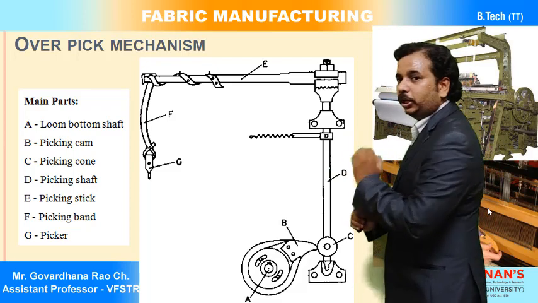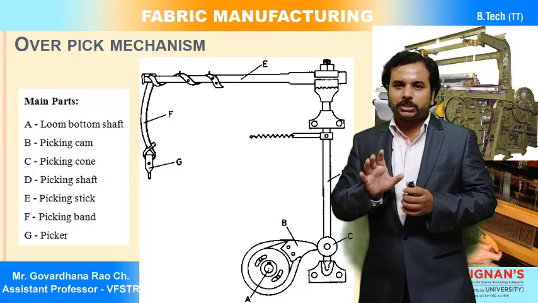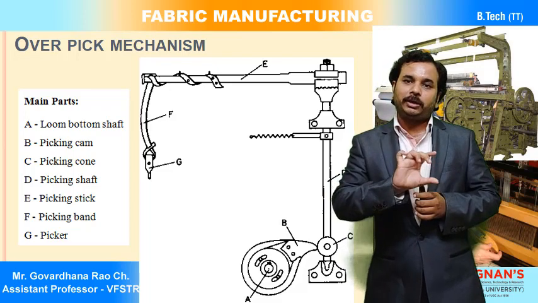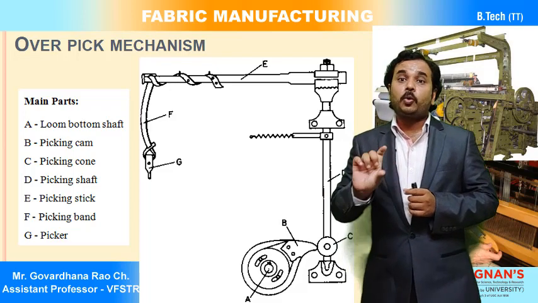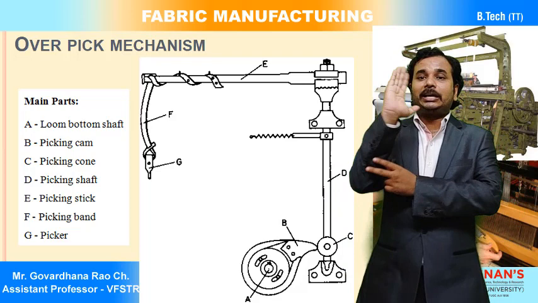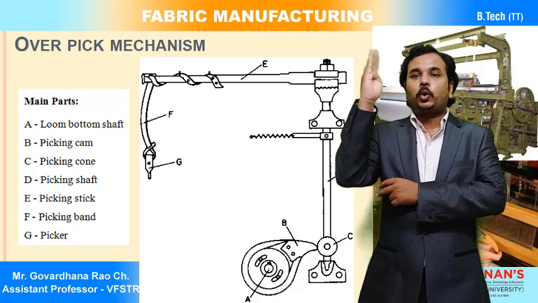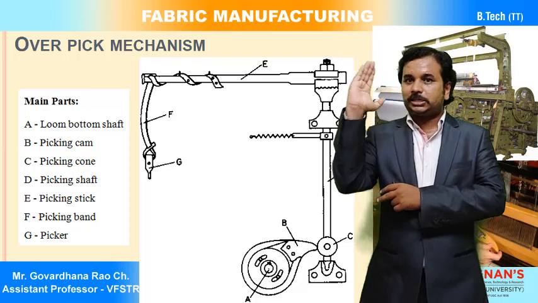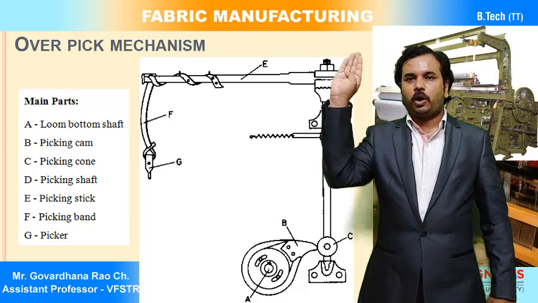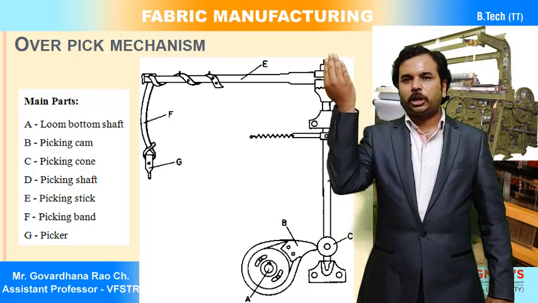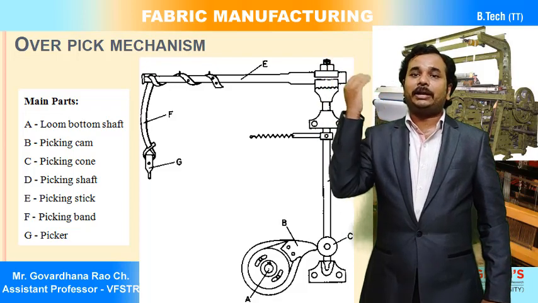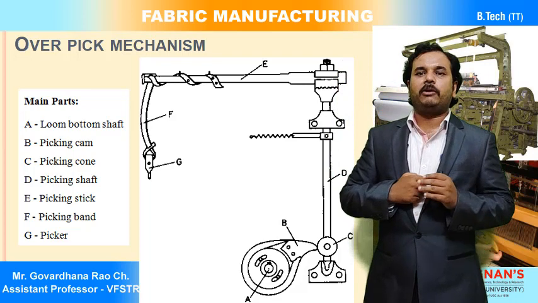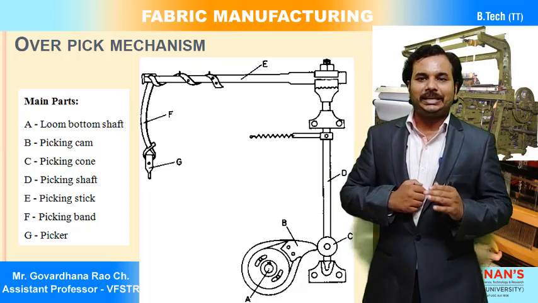Now it is pushed. Then what will happen? Because of the movement transferred from the cam to the cone, the cone is pushed. So the vertical shaft is going to get rotational movement. Now the vertical shaft, that is the picking shaft, has got the rotational movement. At the top of the picking shaft, we have fixed a picking stick.